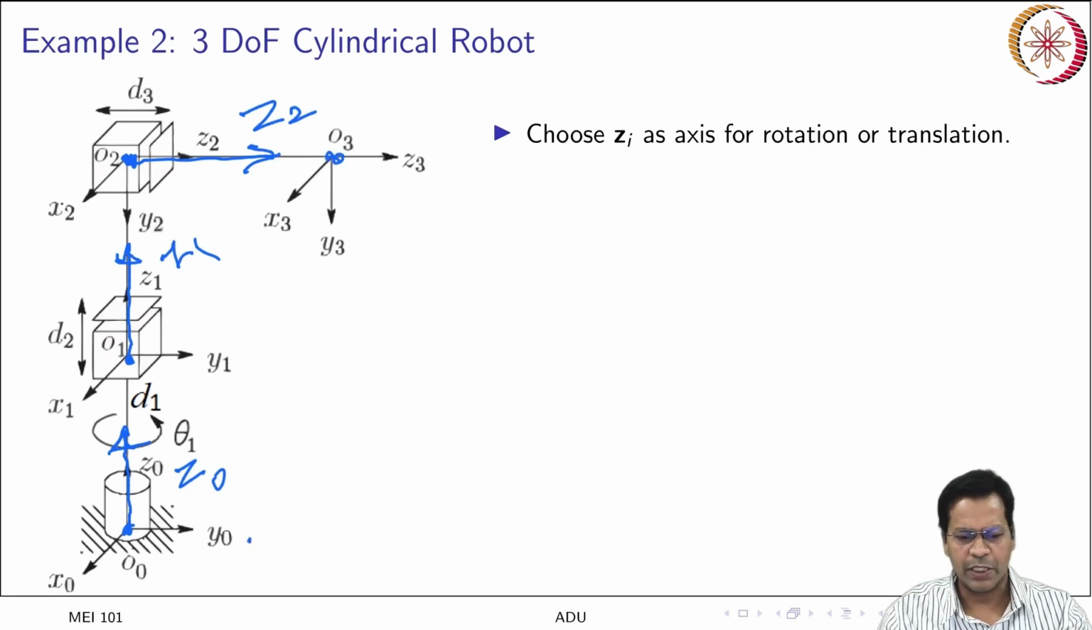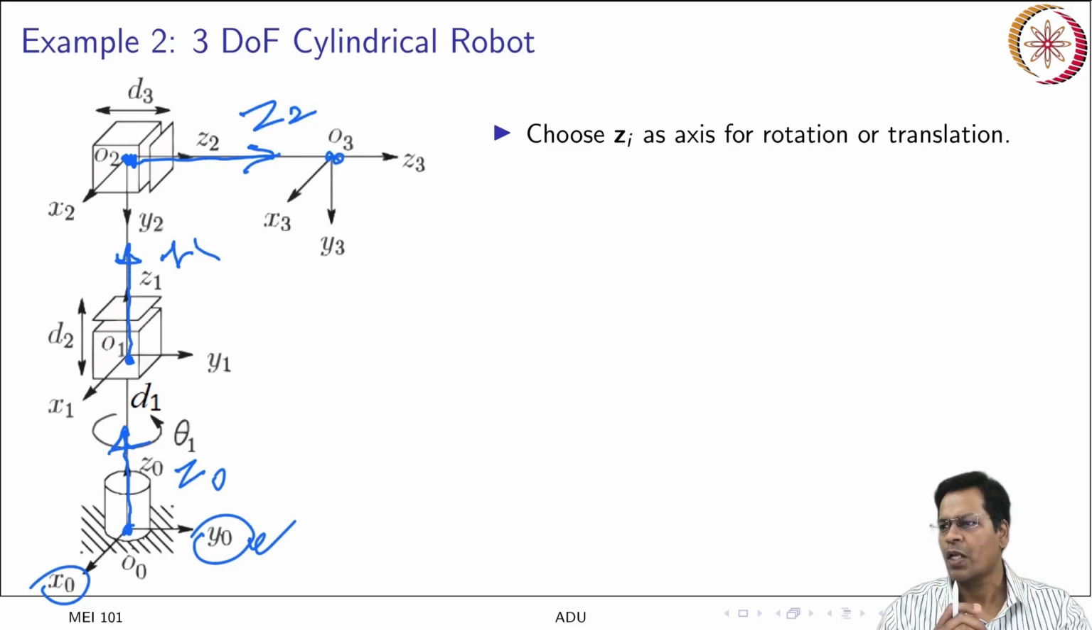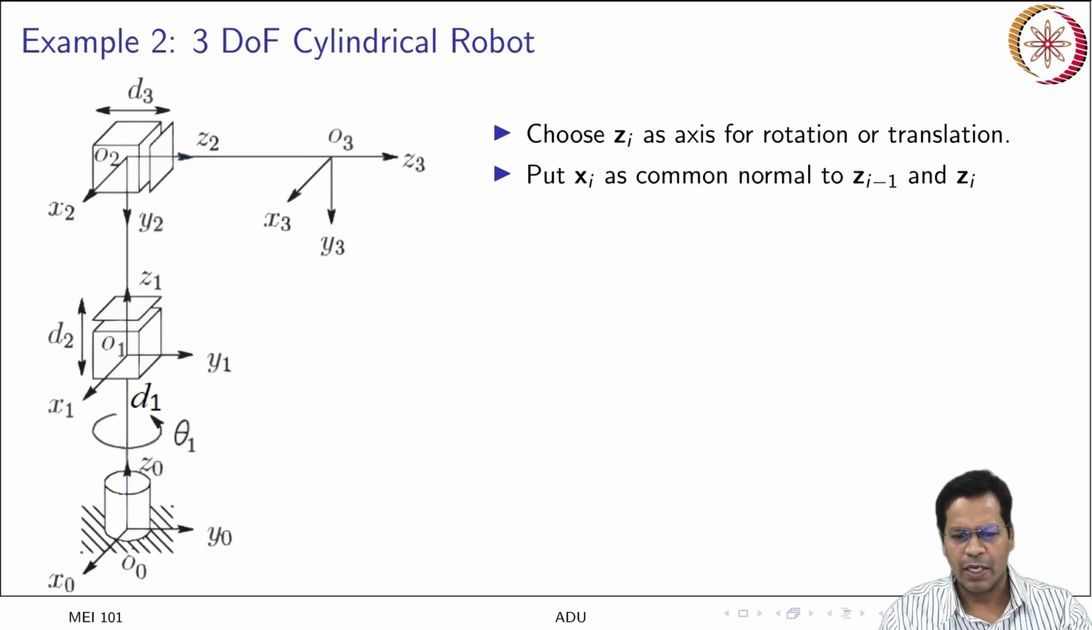One frame is permanently attached to the ground, that is O0, x0, y0 and z0, which is not rotating; that is the fixed frame about which the first link rotates. Now put the other parameters. We need to put x i as the common normal to z i minus 1 and z i. This is one of the steps of placing DH parameters. First place the frames and then we will assign the parameters.